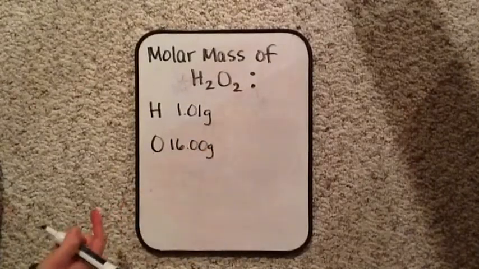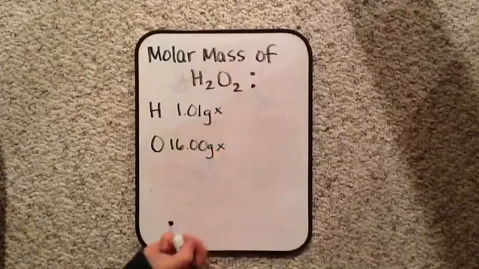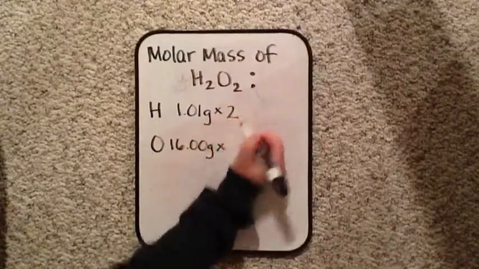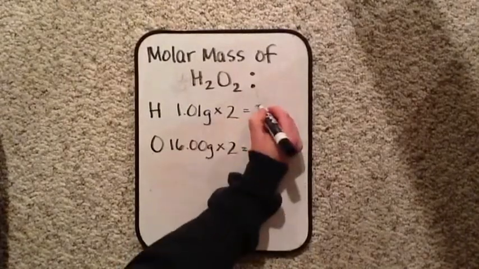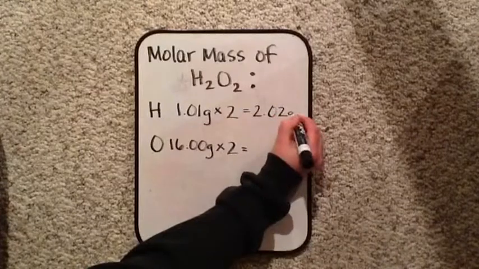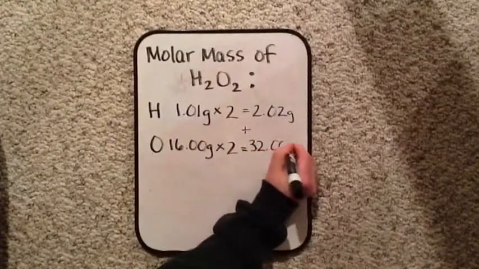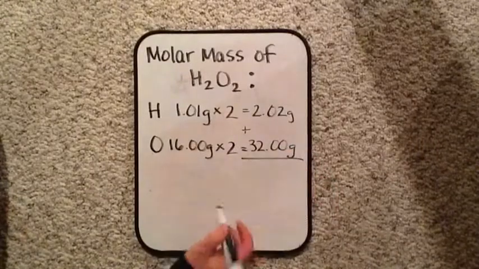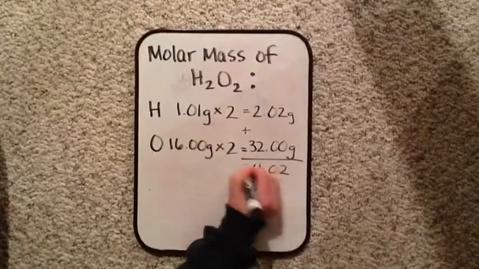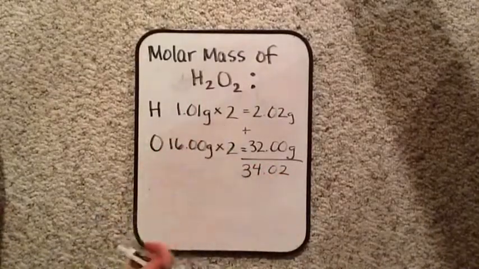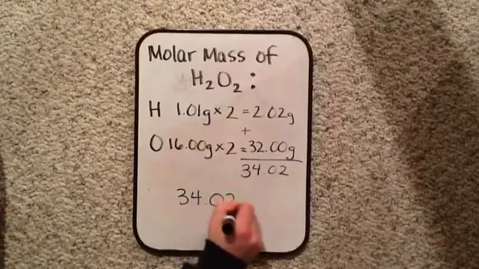You multiply the molar mass of each atom by how many atoms are in the compound. There are 2 atoms of hydrogen and 2 atoms of oxygen. Multiply those and you get 2.02 grams of hydrogen plus 32.00 grams of oxygen. Add these 2 molar masses together and you get the molar mass of the compound hydrogen peroxide, which is 34.02 grams.